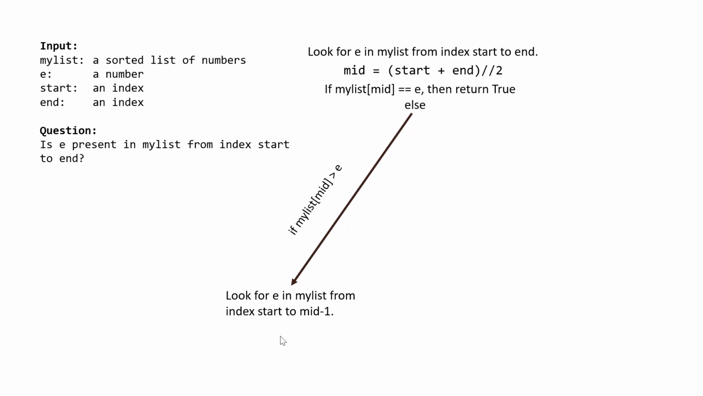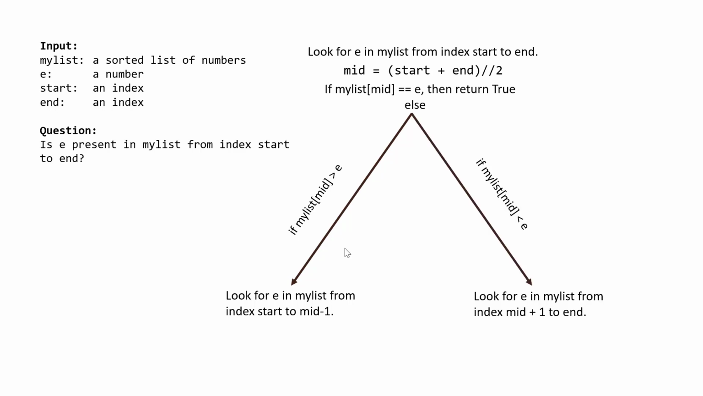In that case, we have to search the first half of the list, as we have observed earlier. So we'll look for E in my list from indices start to mid minus 1. Now we just need to take care of the case when the middle element is less than E. In this case, we only have to look for E in the list from indices mid plus 1 till the end. Notice that both the subproblems we need to ask are similar to the question we began with: search for an element in a list within certain indices.